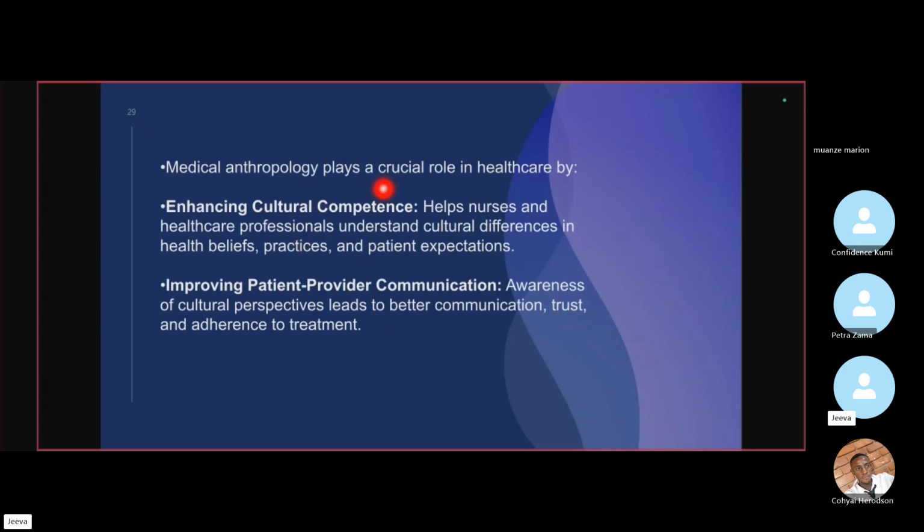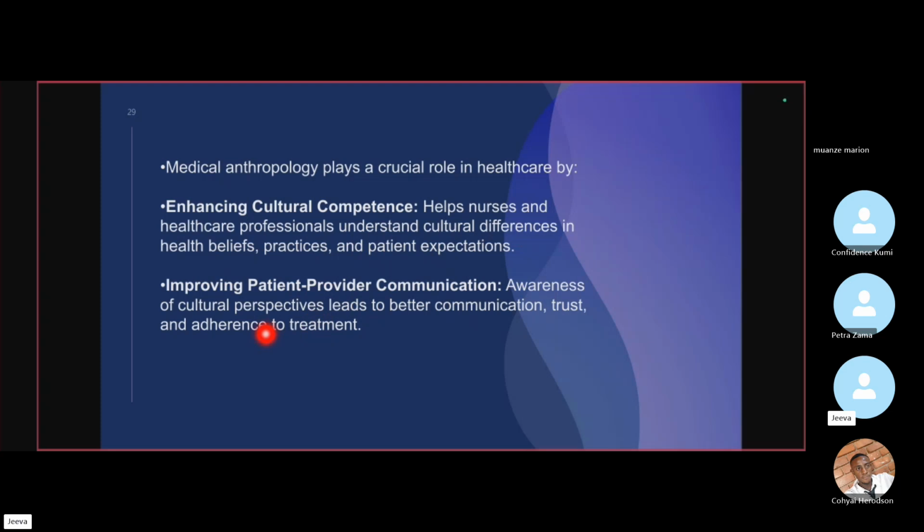As I told you, medical anthropology plays a critical role in healthcare. One is by enhancing cultural competence. This will help nurses and other healthcare professionals understand the cultural differences in healthcare beliefs, in healthcare practices, and in patients' expectations. So this will help nurses understand how to approach patients and how to have a proper treatment plan for them.